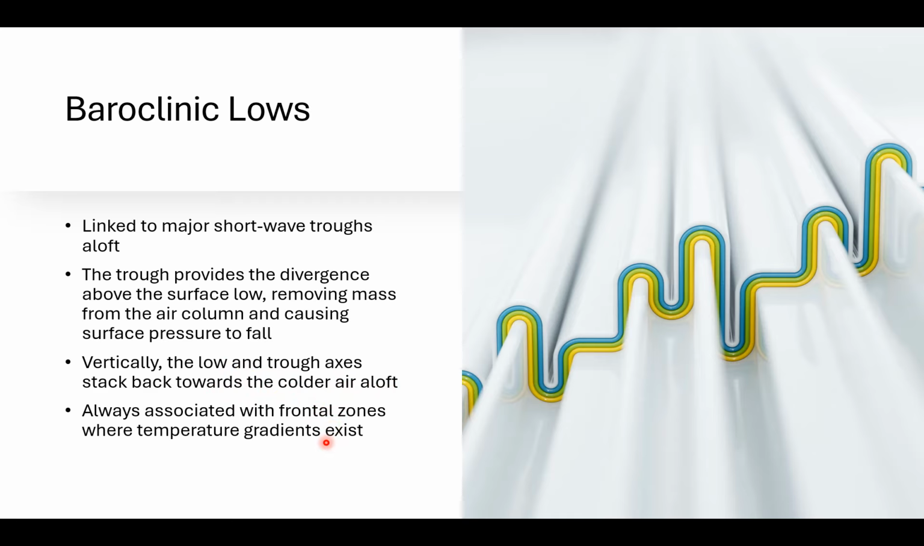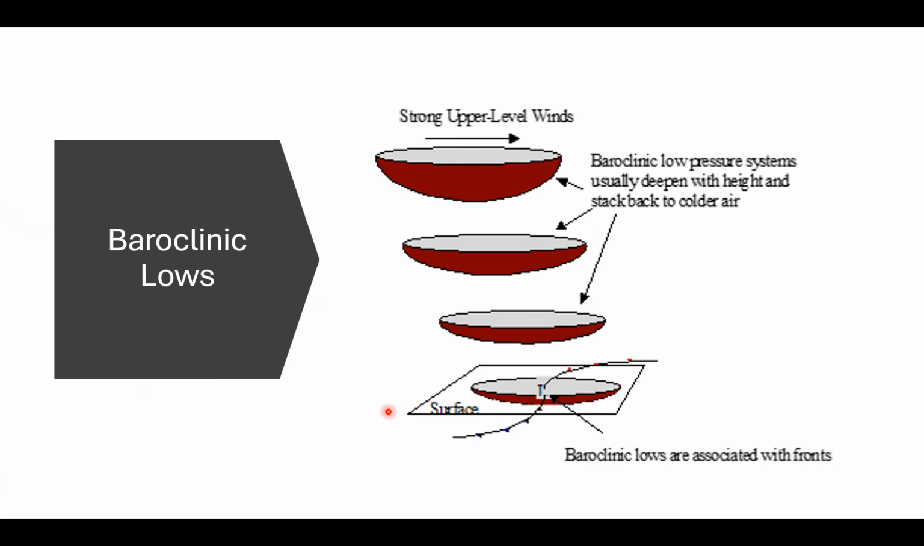Always associated with frontal zones because that's where we have our temperature contrast. So that's really why they're always associated with these fronts. But these are baroclinic lows. We have some sort of temperature advection occurring. Here's how baroclinic lows stack back with height. Baroclinic lows are associated with fronts.